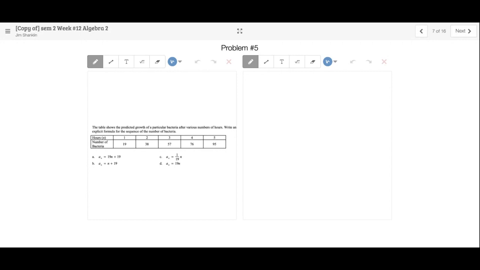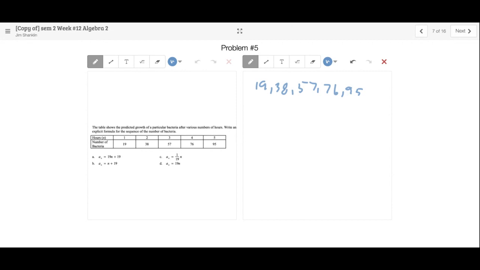Okay. This problem here, number 5, looks a little weird, right? Because it's in a table. It says the table shows the predicted growth of a particular bacteria after various number of hours. Write an explicit formula for the sequence. So these are my x values up here. So really, I'm looking at 19, 38, 57, 76, 95. That's what I'm trying to write an equation for. Is it an arithmetic sequence, first of all? Because if it's not an arithmetic sequence, we don't know how to write an equation, right? So it is an arithmetic sequence.